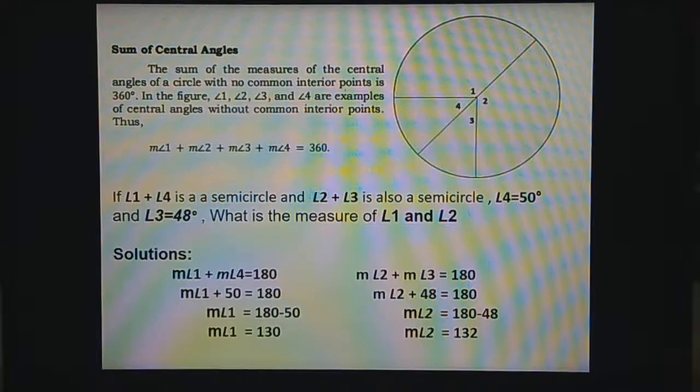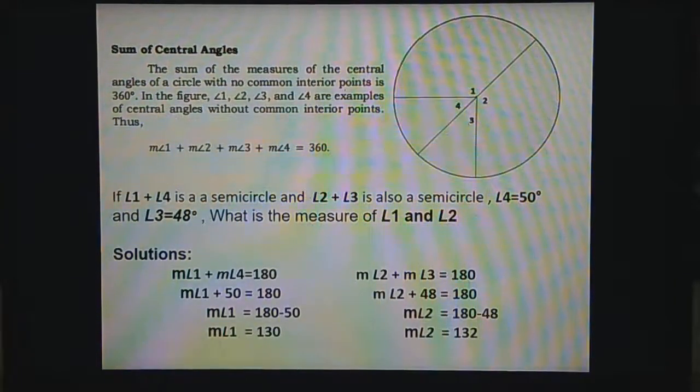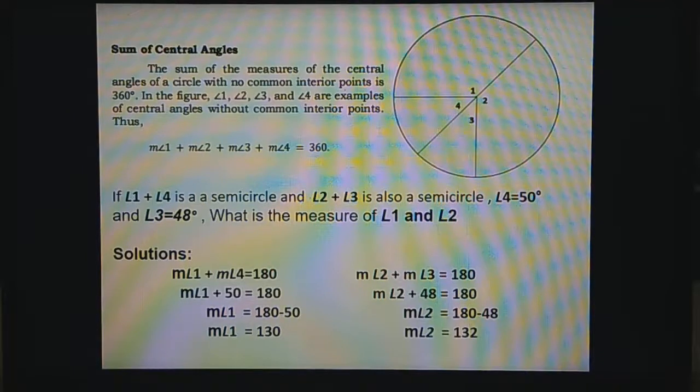Next, sum of central angles. So, ano sinasabi doon sa sum of central angles? Kung i-add mo lahat ng central angles ng ating isang buong circle, ang sum niya ay laging 360 because that makes a complete rotation. So, the sum of the measure of central angles of a circle with no common interior point is 360 degrees.